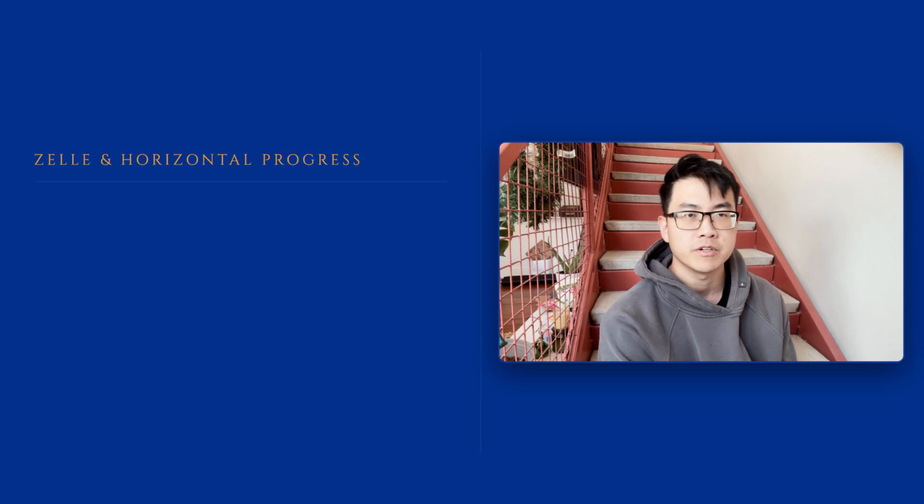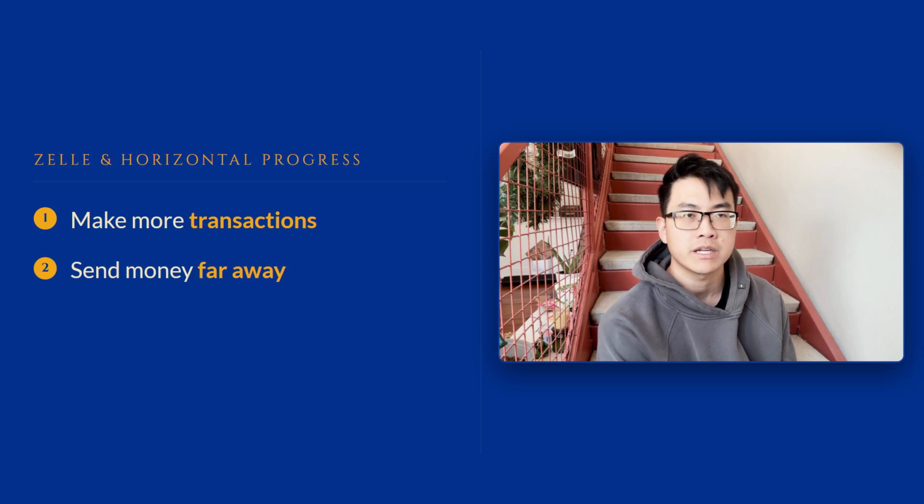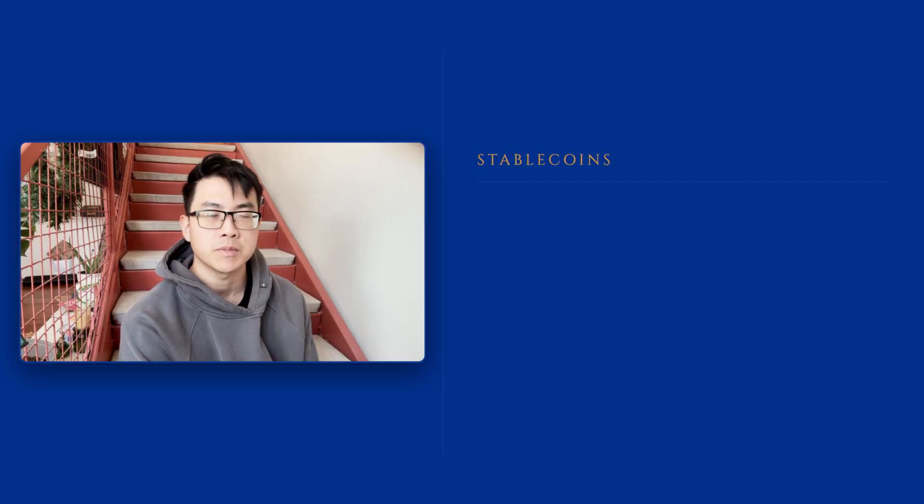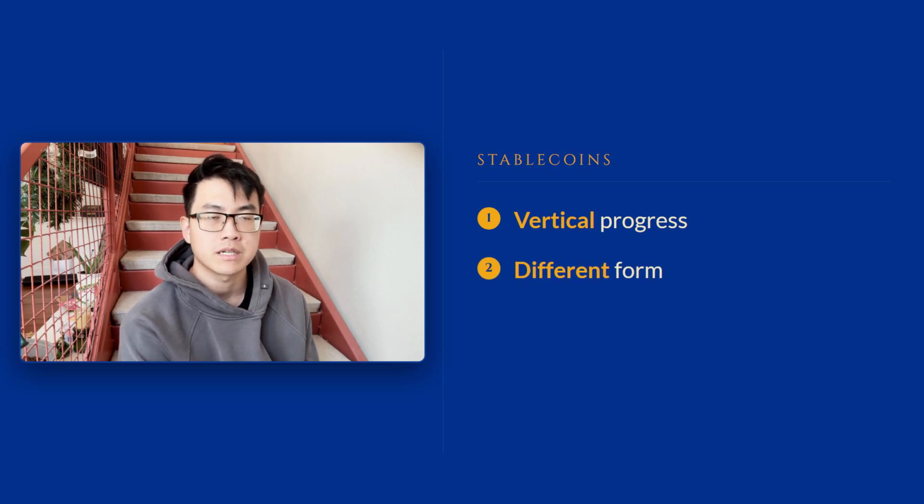An example of what I mean is stablecoins versus Zelle or Venmo. Zelle or Venmo is really making progress horizontally because it allows you to make more transactions or send money to your friends far away. It's about scaling the amount of transactions that you can do. Stablecoins, on the other hand, are an example of vertical progress because it's money but in a completely different form. And because it's in a completely different form, it comes with other properties like programmability or the ability to be sent on the internet.